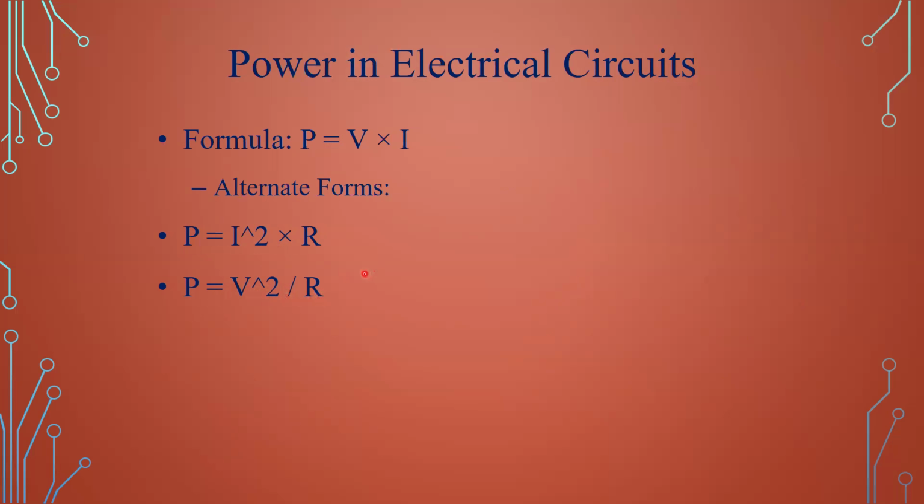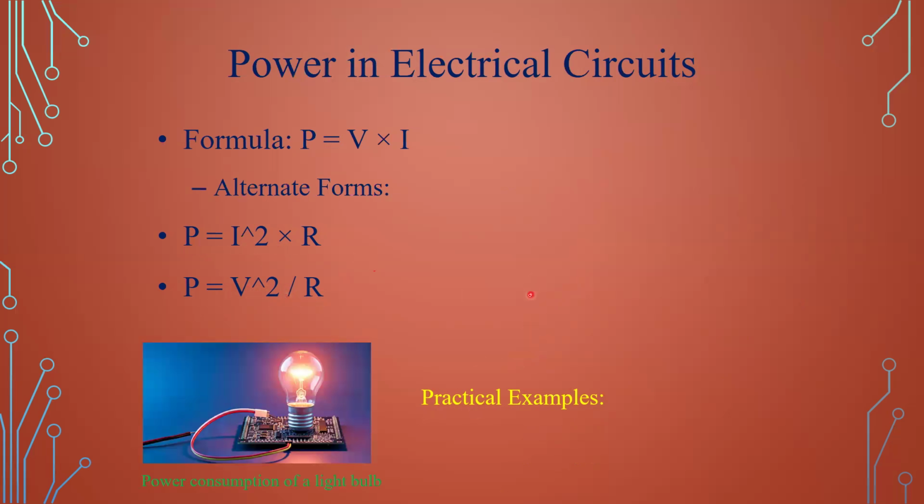So what are the practical examples to understand what is power in electrical circuits? The first example, you supply electricity to a light bulb and the light bulb glows, and when it glows, it consumes some amount of power. So that is basically power in the electrical circuit.